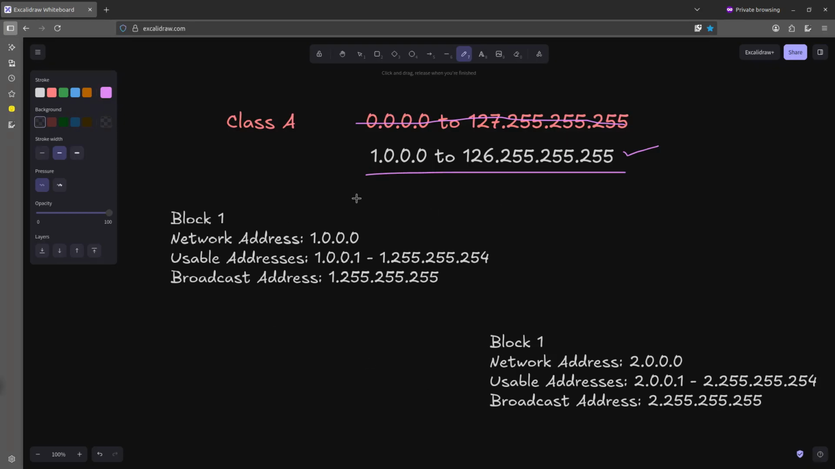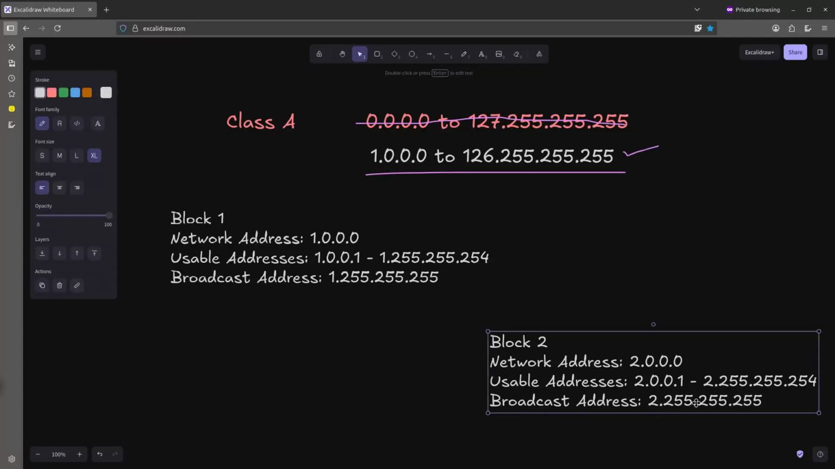So if you look at block number 1, it's 1.0.0.0, that is the network address. Usable is 1.0.0.1 to 1.255.255.254. Broadcast was 1.255.255.255. Okay, this is block number 1. This is block number 2. Okay, 2.0.0.0, and usable is 2.0.0.1 to 2.255.255.254. The broadcast was 2.255.255.255. You can read it for yourself.